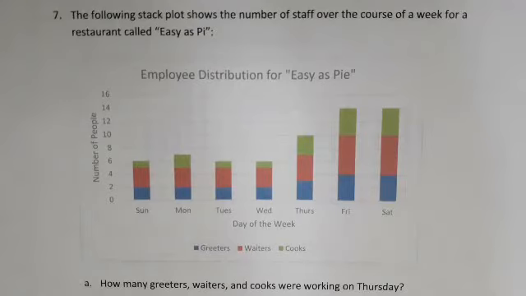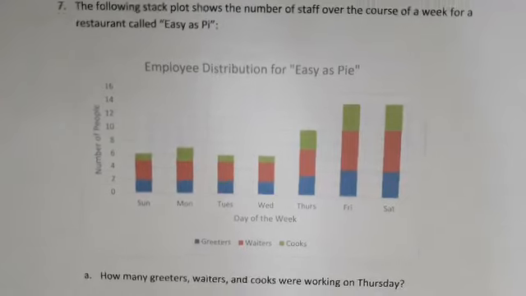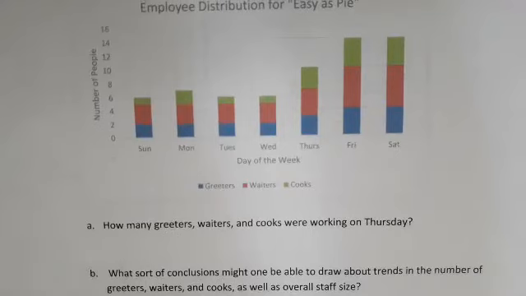We're looking at this stack plot, which shows the number of staff over the course of a week for a restaurant called Easiest Pie. So we have greeters in blue, we have waiters, and we have cooks. How many greeters, waiters, and cooks were there working on Thursday? This is making sure you know how to read this thing.